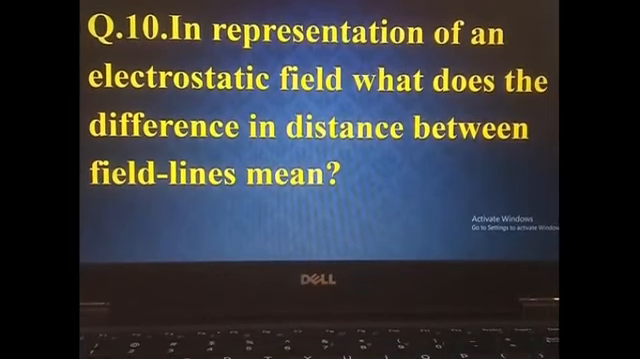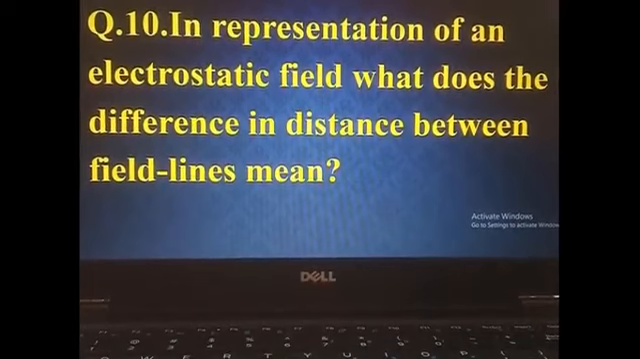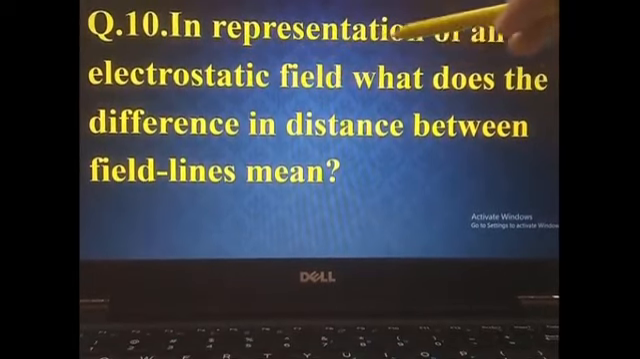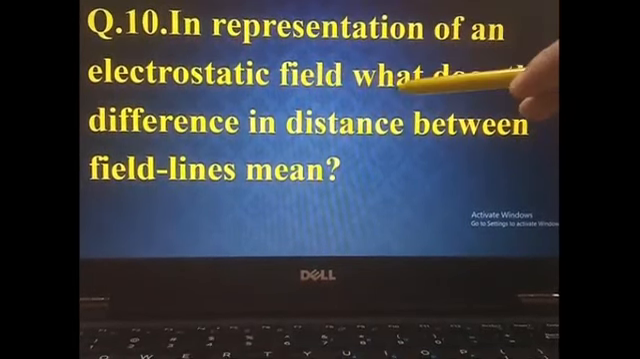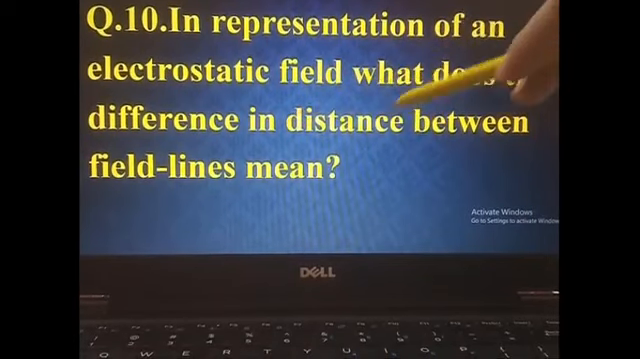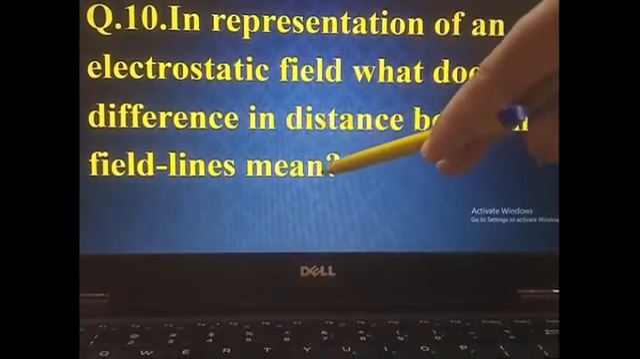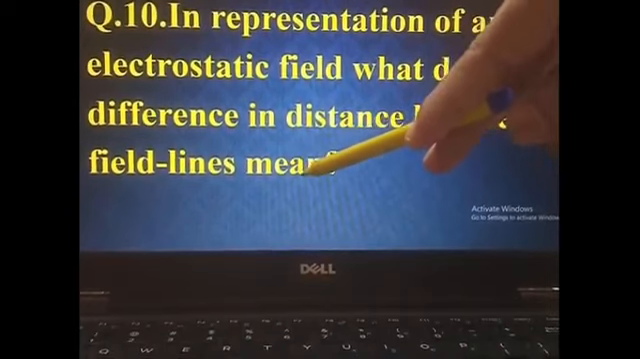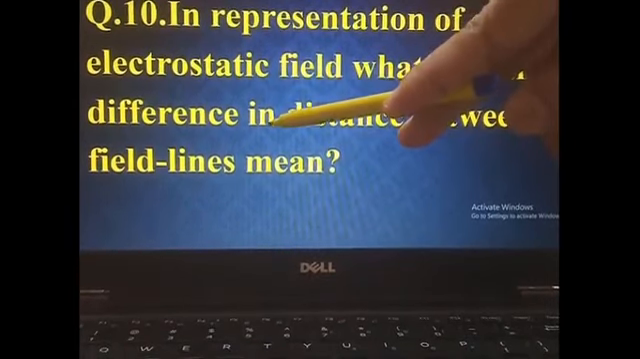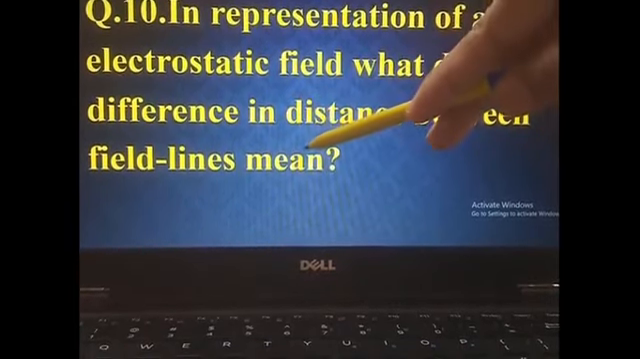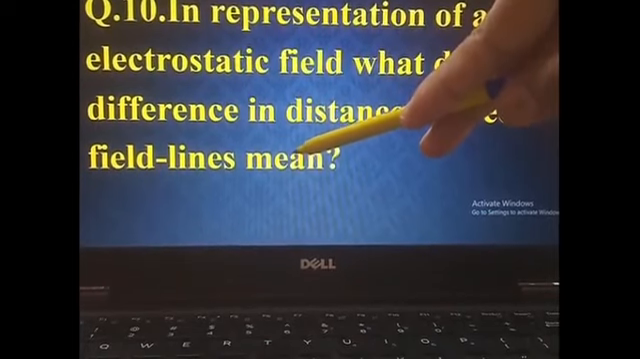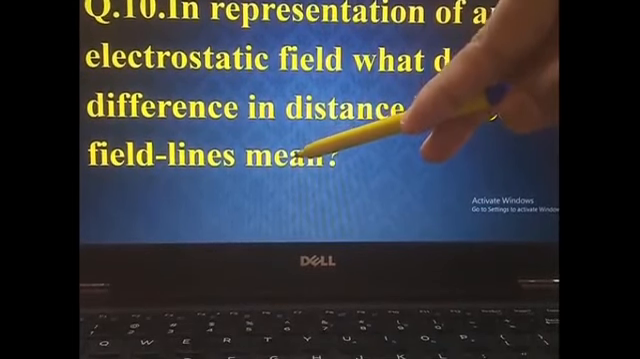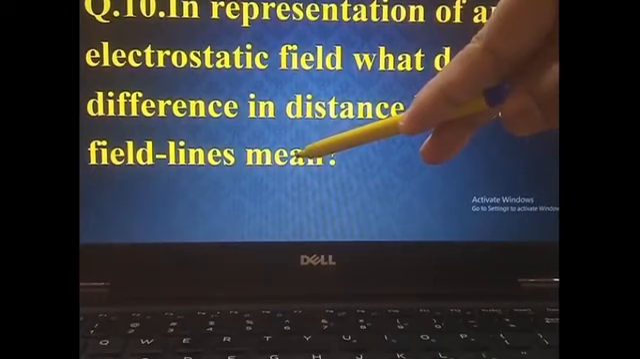Question number 10 is, in the representation of an electrostatic field, what does the difference in the distance between the field lines mean? So in the previous question we studied the electric field lines, and the various types of electric field lines originating from the positive to the negative charge.